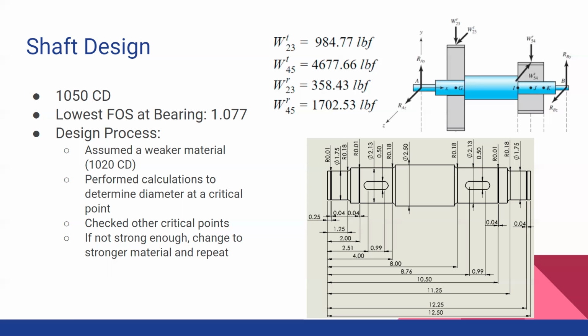So for our W tangential of 2.3, we got 984.77 pound force. For tangential of 4.5, we got 4,677.66. Our radial for 2.3, we got 358.43. And radial for 4.5, we got 1,702.53 pound force. And on the bottom right corner, you can see our drawing for our SolidWorks model that we did for our shaft. Next slide.